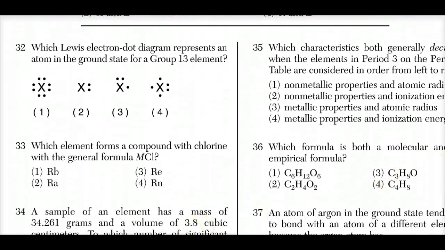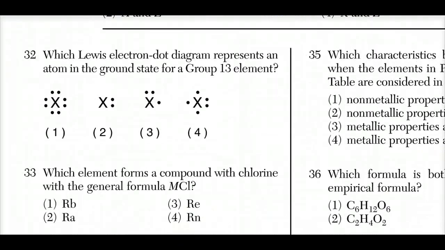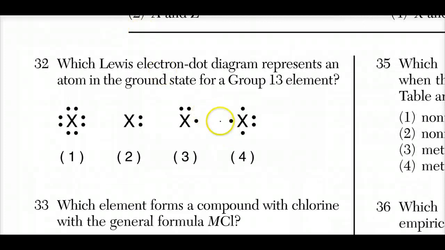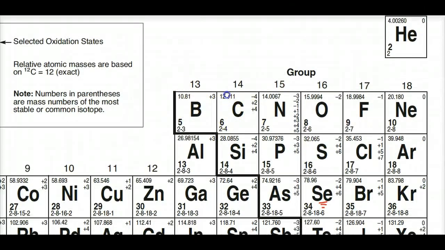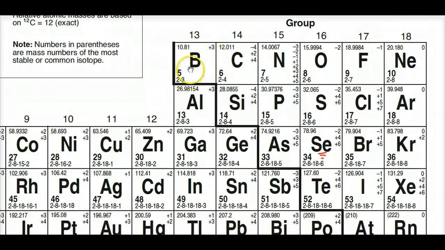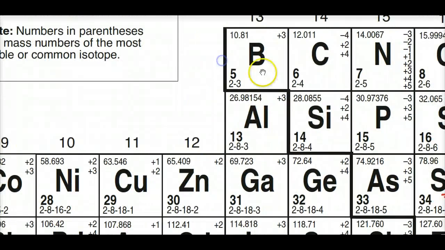Number 32. Which Lewis dot diagram represents an atom in the ground state for a group 13 element? Let's go to group 13 on the periodic table and see what we have there. So here's group 13, and if you already figured it out, it has 3 valence electrons. One little trick, take the 1 away, but you can also look at the outermost electrons here. These are the outermost electrons. Okay, these all have 3 valence electrons. So we only care about, in Lewis dot diagrams, how many electrons are available for bonding.